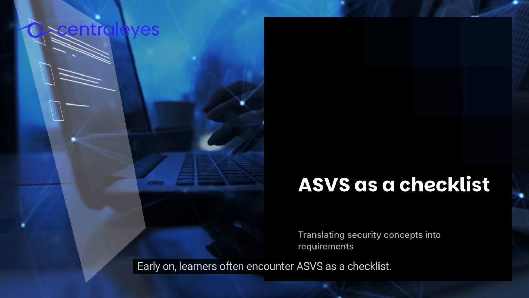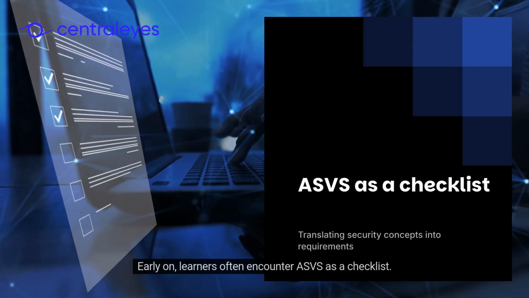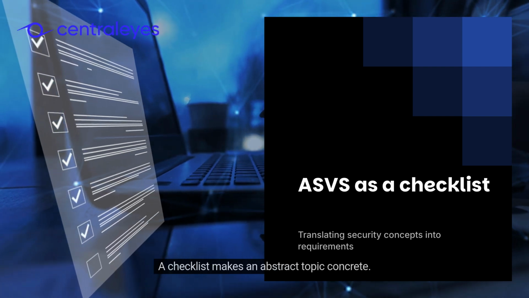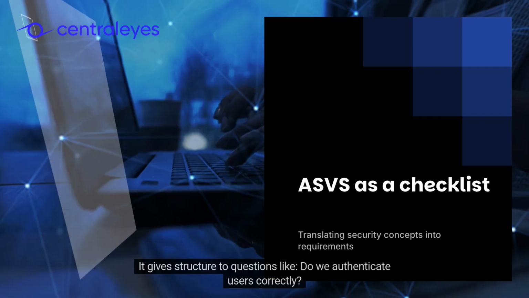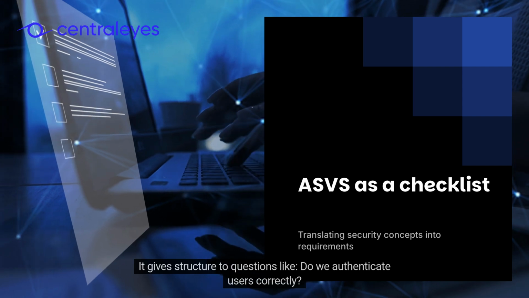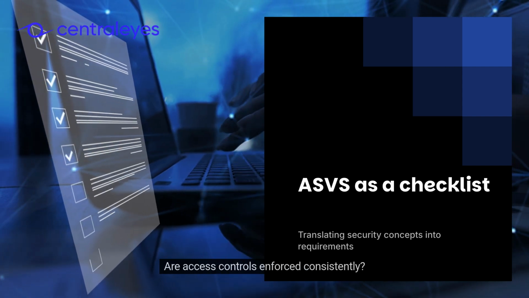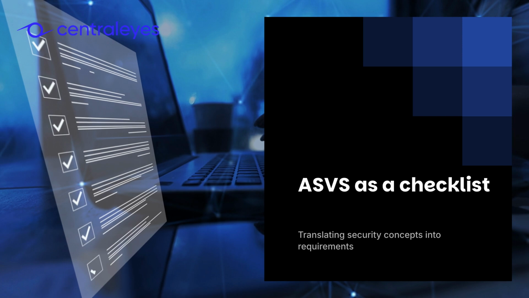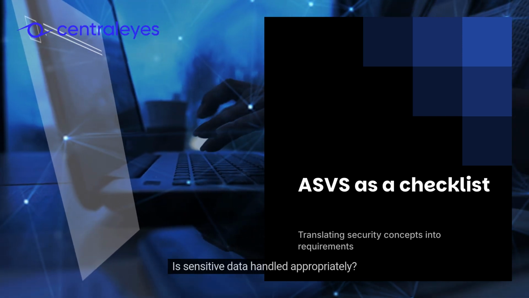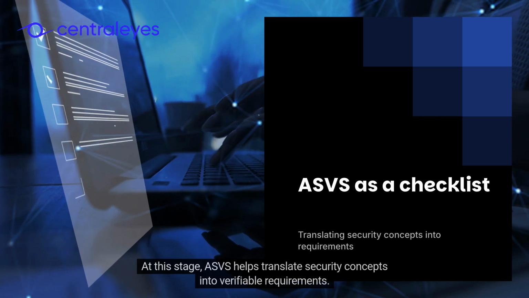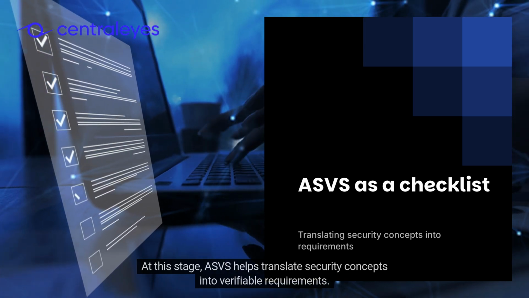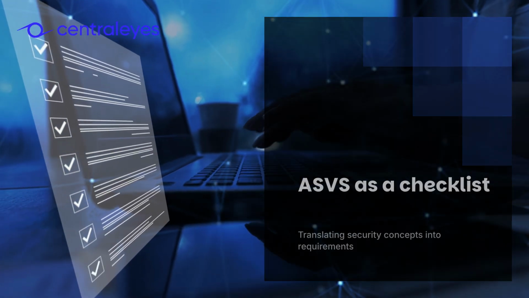Early on, learners often encounter ASVS as a checklist. That's a reasonable entry point. A checklist makes an abstract topic concrete. It gives structure to questions like, do we authenticate users correctly? Are access controls enforced consistently? Is sensitive data handled appropriately? At this stage, ASVS helps translate security concepts into verifiable requirements.